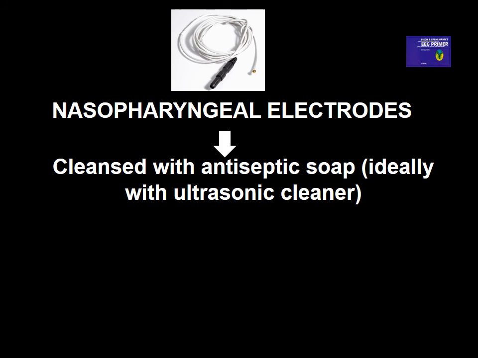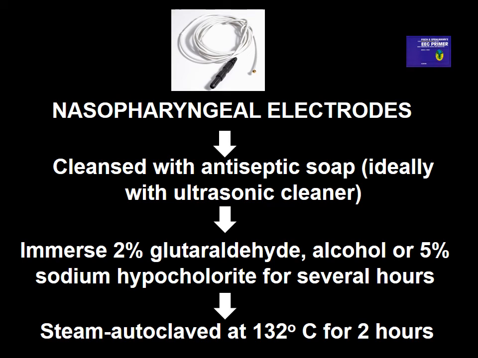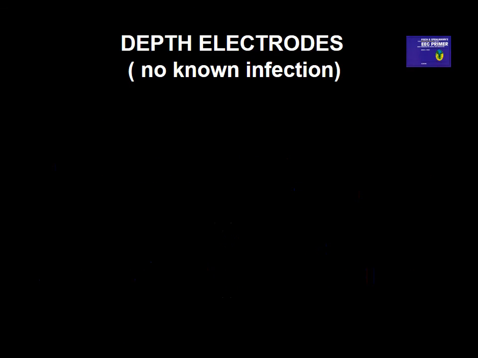In the case of nasopharyngeal electrodes, we should clean them in the same fashion, using antiseptic soap, ideally with an ultrasonic cleaner, then immerse them in 2% glutaraldehyde, alcohol, or 5% sodium hypochlorite for several hours, and then steam autoclave at 132 centigrade for 2 hours.